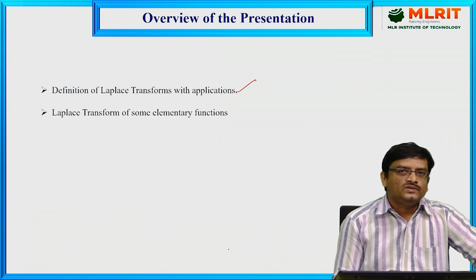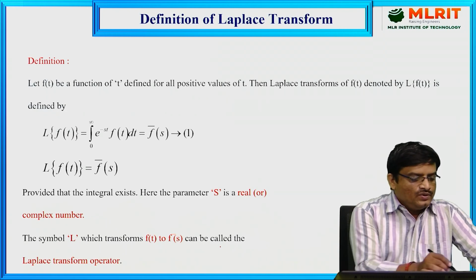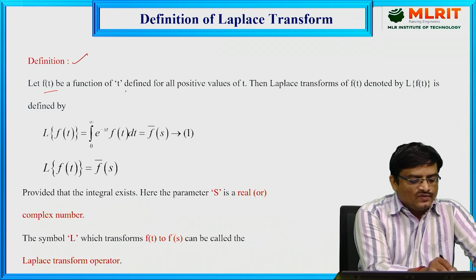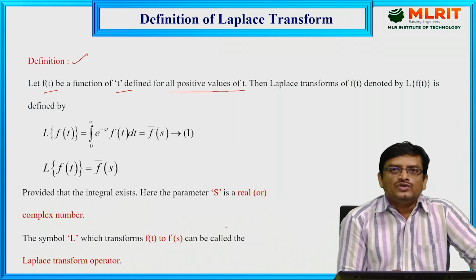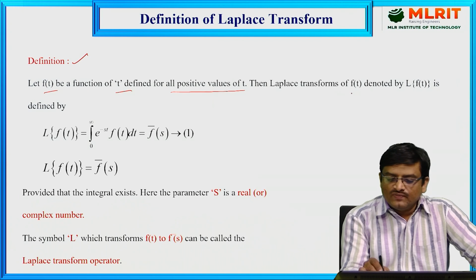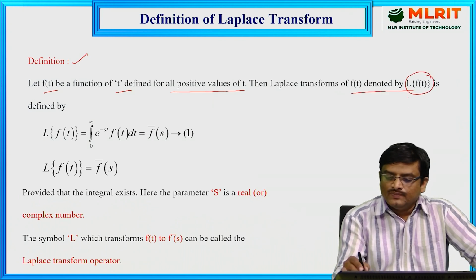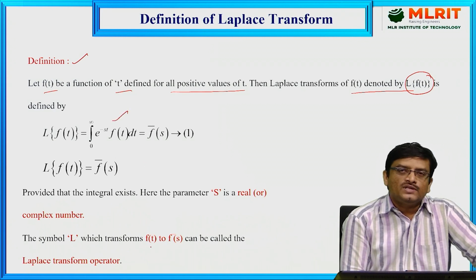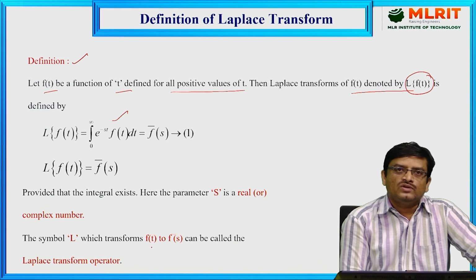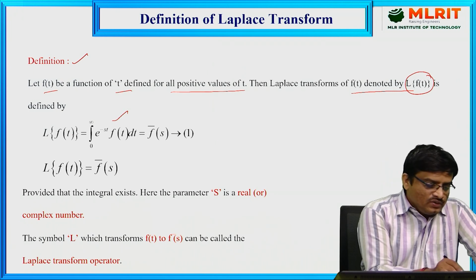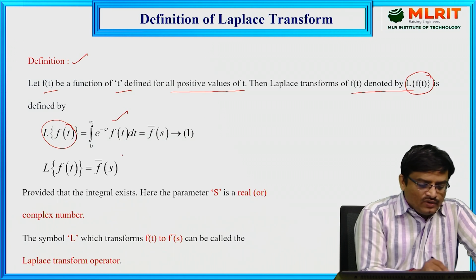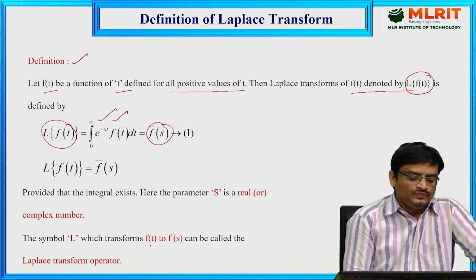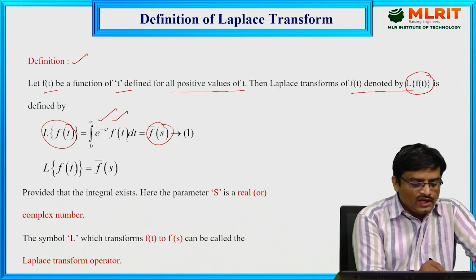So when you come to the definition of Laplace transform, I have taken a function f of t. The function is in terms of t, and the function is defined for all the positive values of t. Then Laplace transform of f of t is denoted by L of f of t. Already in the previous video we said that this Laplace transform, we can also call it an integral transform. So if you want to convert this function f of t into f bar of s, we are applying the Laplace transform, that is possible only by using this integration: integral 0 to infinity e power minus st into f of t dt.